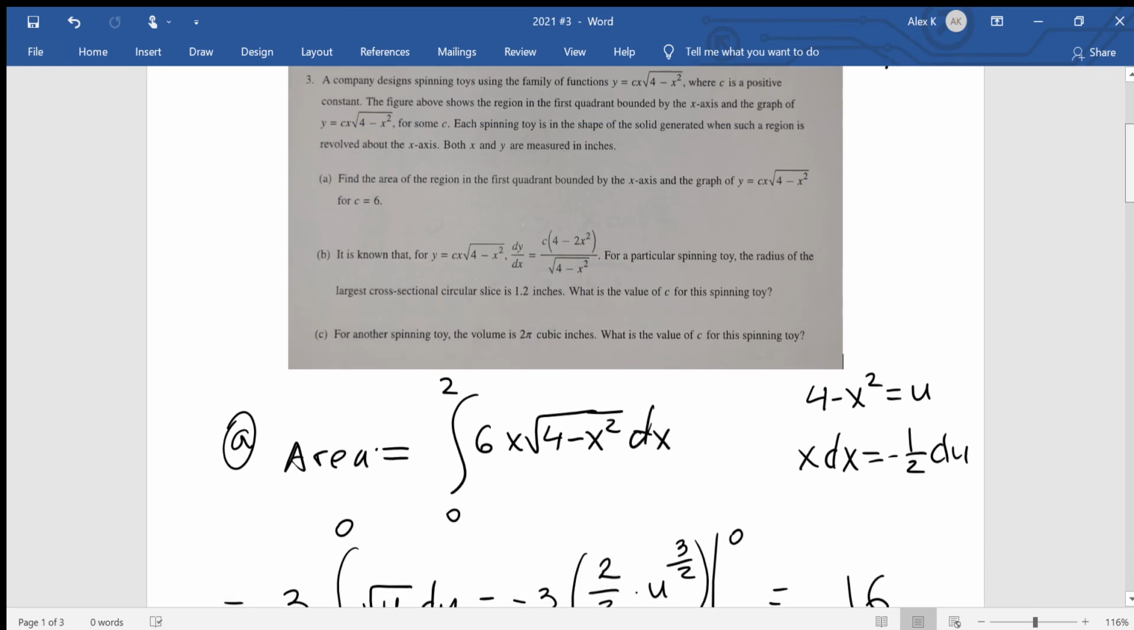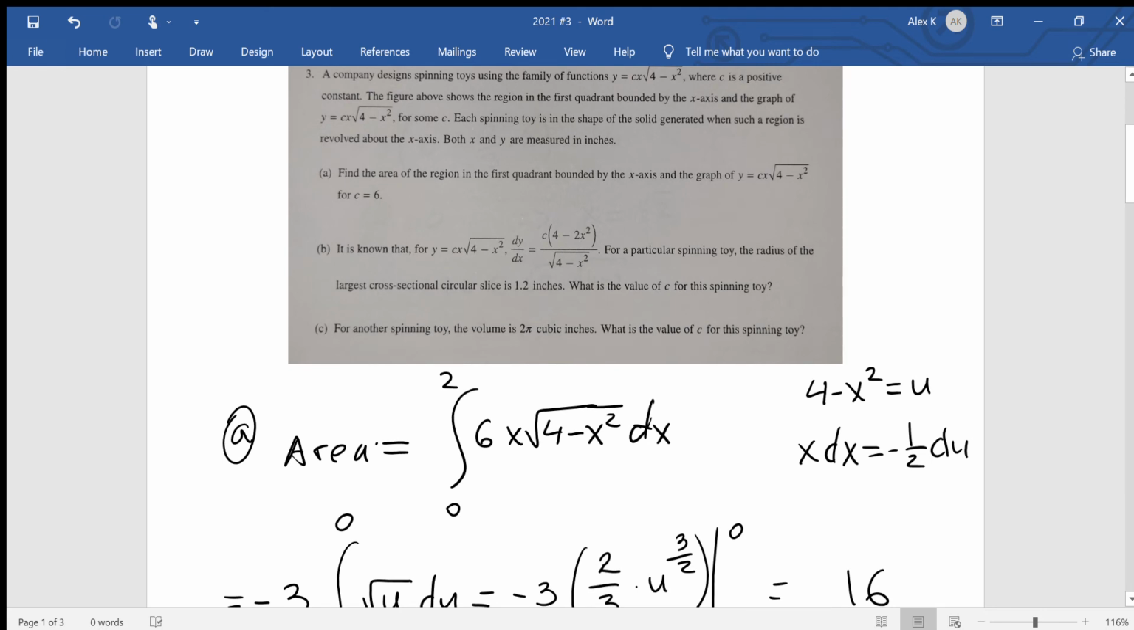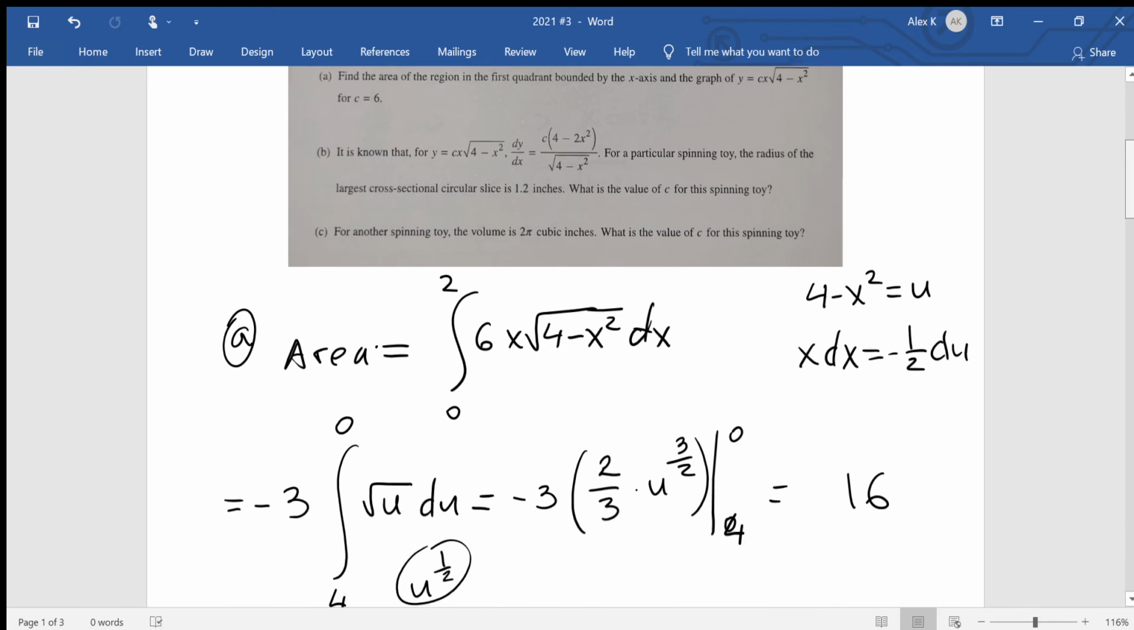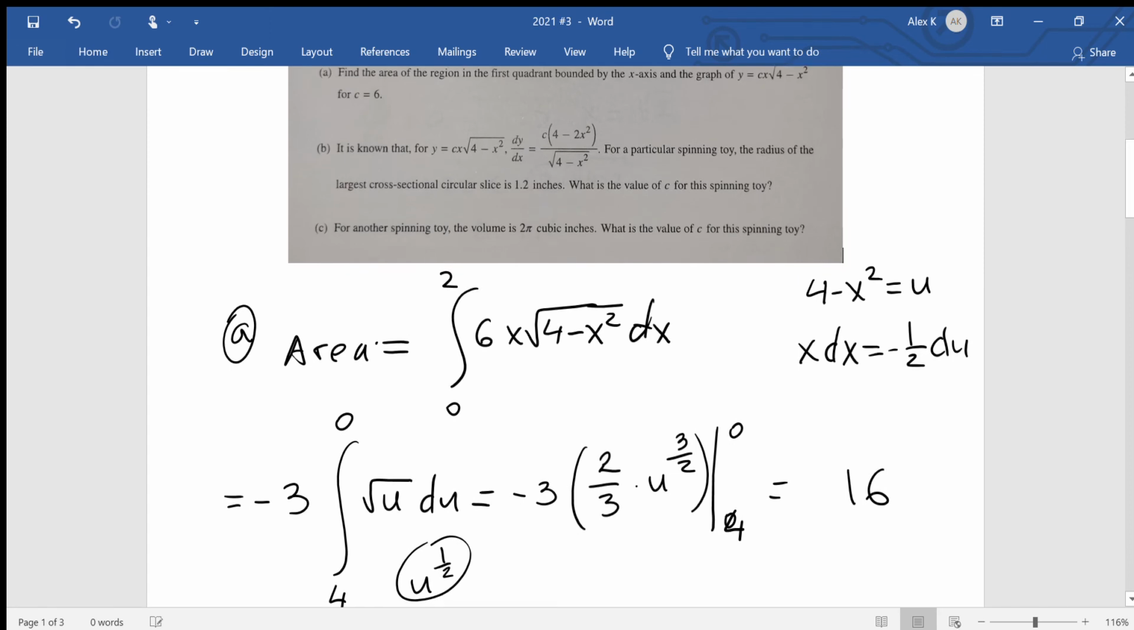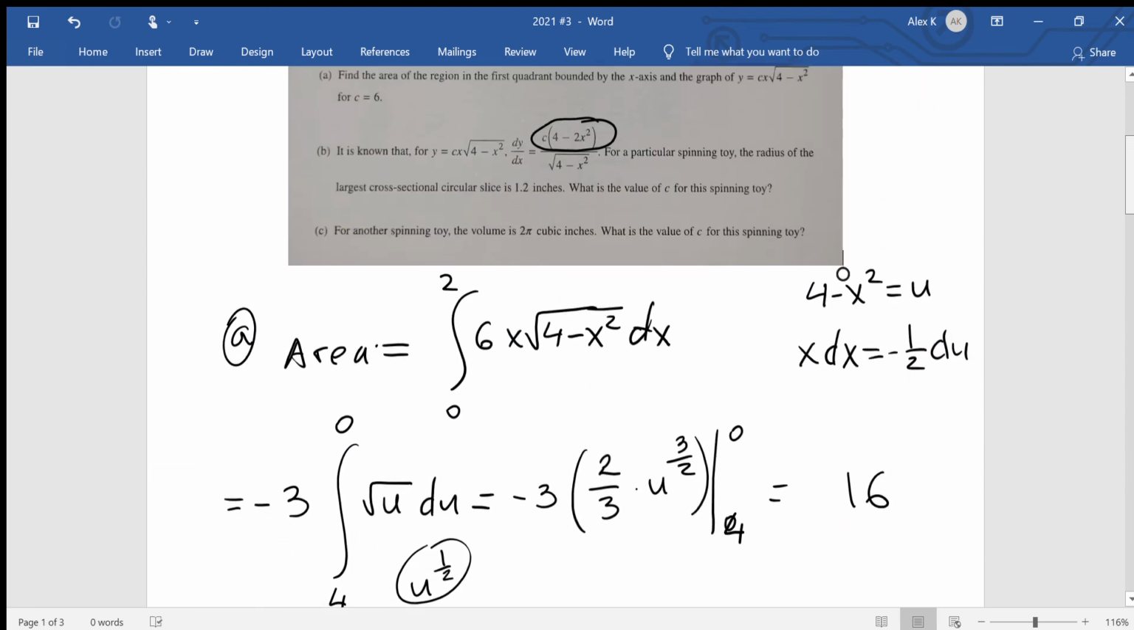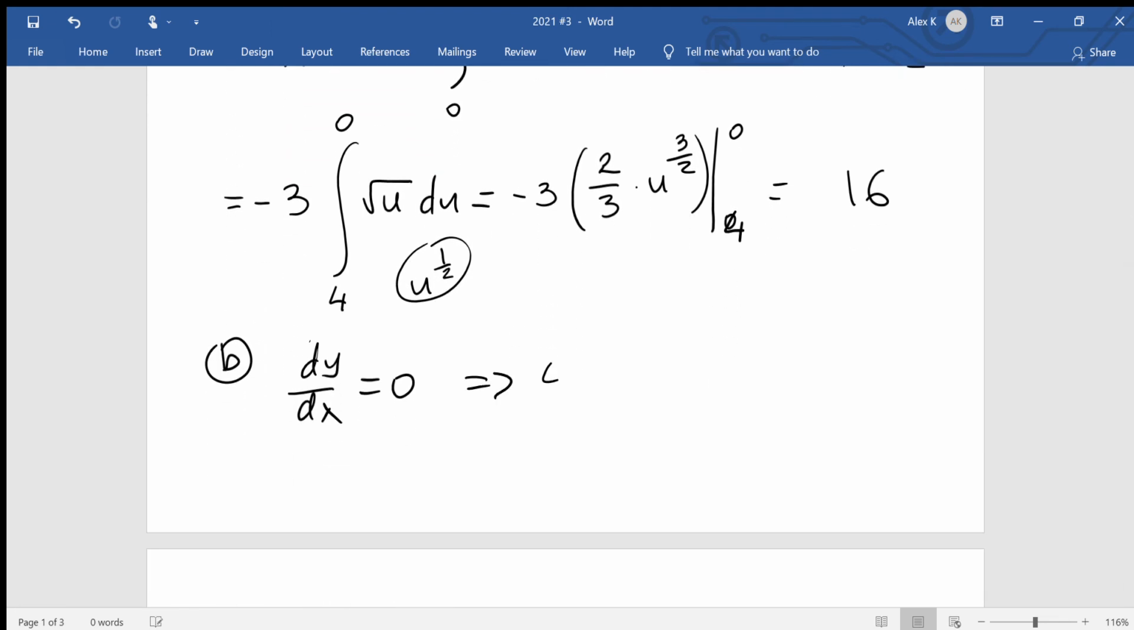For part B, it is known that the derivative of the function we just worked with, y equals cx square root of 4 minus x squared, is given to us. The radius of the largest cross-sectional circular slice is going to be 1.2 inches. What's the value of c for that spinning toy? Well, since they're talking about the maximum value, you want the derivative to be 0. So dy over dx equals 0, which means you want the numerator to equal 0. The only thing that can be 0 there is 4 minus 2x squared. That means 4 minus 2x squared equals 0, which means x is plus or minus square root of 2, but the only reasonable answer here is square root of 2.